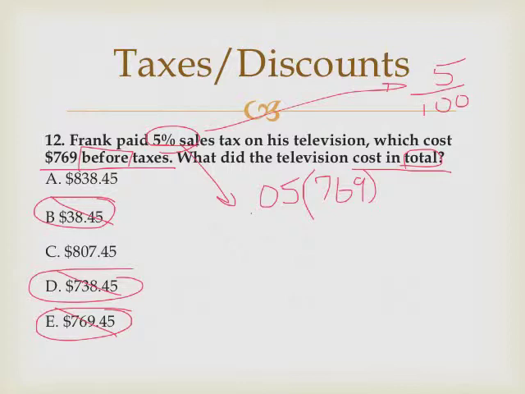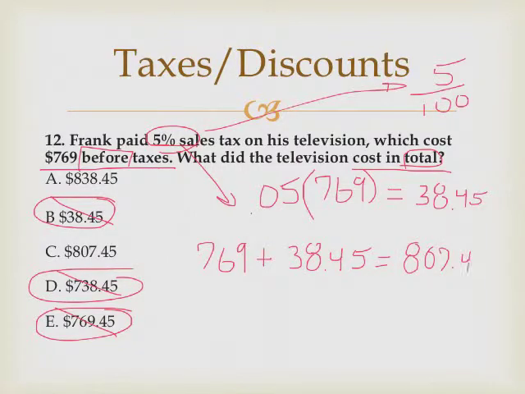So 0.05 times 769 will give me a total of 38.45, which is kind of what we guessed before, looking at B. That is the amount of tax that we're paying. So we are paying the $769 plus $38.45 in taxes, and that gives us a total of $807.45. So it looks like our answer should be C.